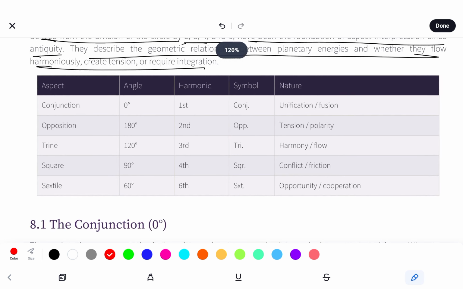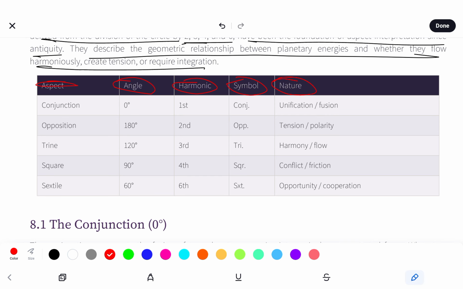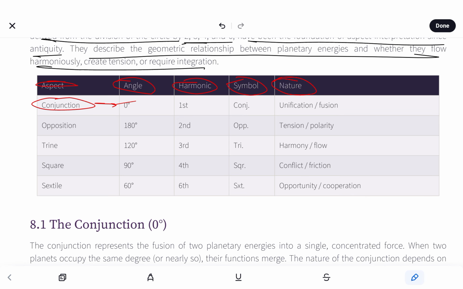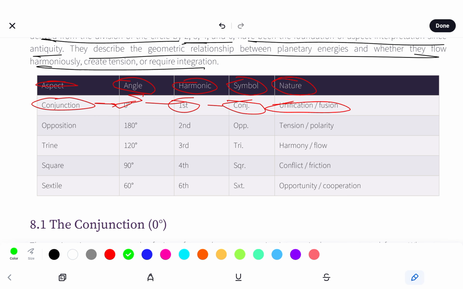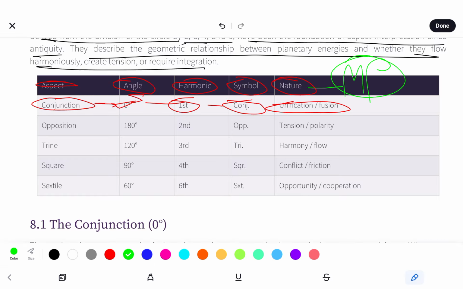So we have our aspects here: angle, harmonic, symbol, and nature. So for a conjunction aspect, 0 degrees angle, first harmonic, bringing unification and fusion. It's like the nature is a midpoint nature, you know, like how there's two things in one. So opposition aspect, 180 degrees, that second harmonic, tension and polarity. A trine, 120 degrees.